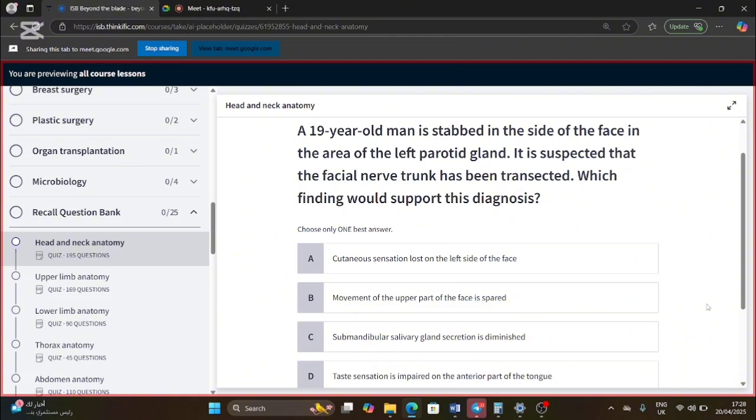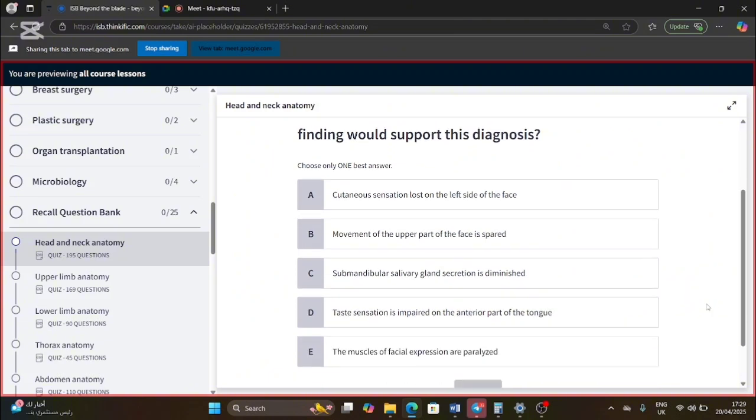A 19-year-old man is stabbed in the side of the face in the area of the left parotid gland. It is suspected that the facial nerve trunk has been transected. Which finding will support this diagnosis? Cutaneous sensation lost on the left side of the face, movement of the upper part of the face is spared, mandibular salivary gland secretion diminished, taste sensation is impaired in the anterior part of the tongue, the muscles of facial expression are paralyzed.